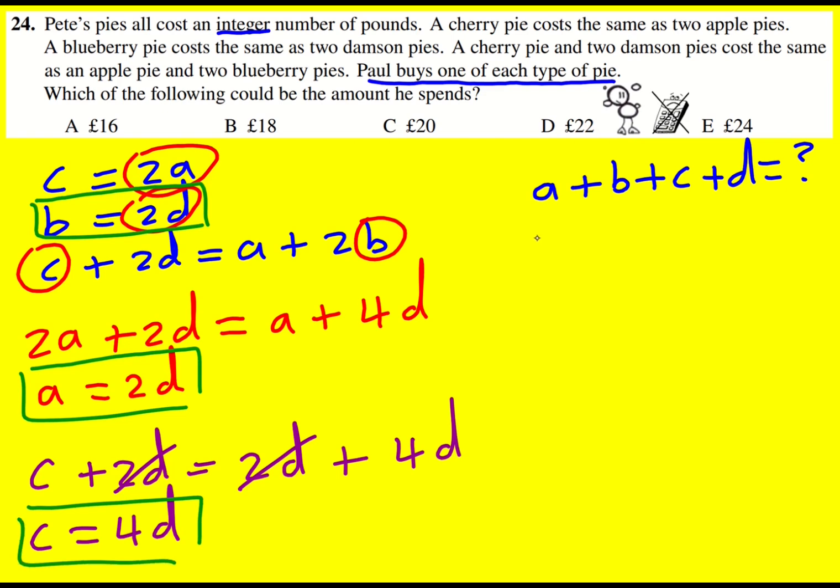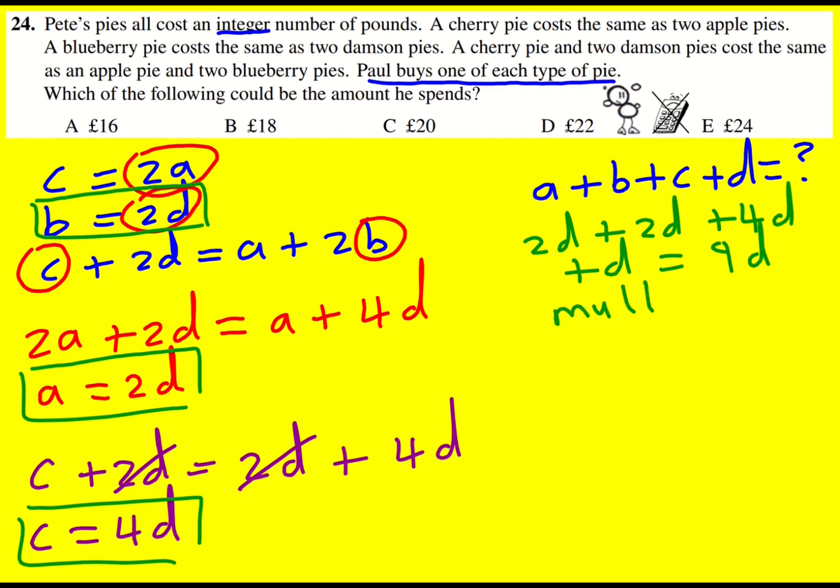And that is all I need because I'm going to get 2D plus 2D plus 4D plus D. That's the cost I'm interested in. And that's going to be 9D. So it must always be a multiple of 9. So we can't solve these equations, but we can get certain bits of information. Must be a multiple of 9, and the only one that works is B. So that's our answer.